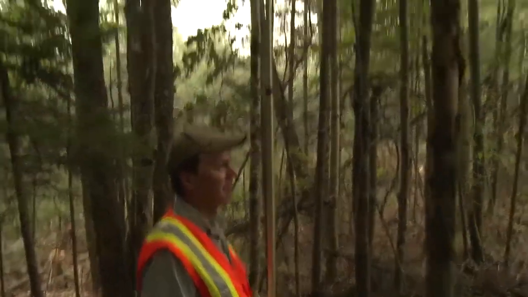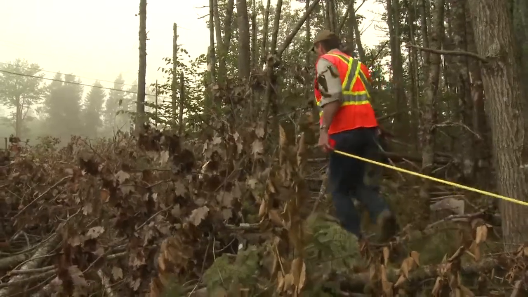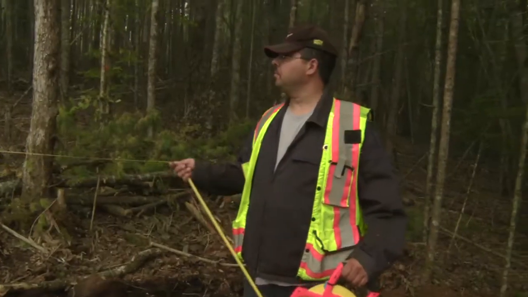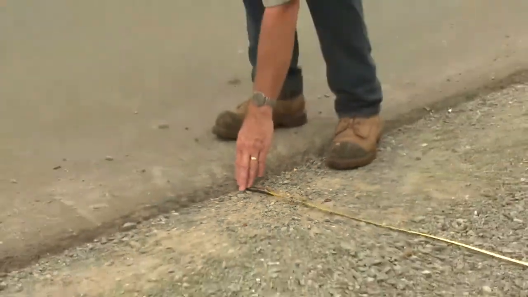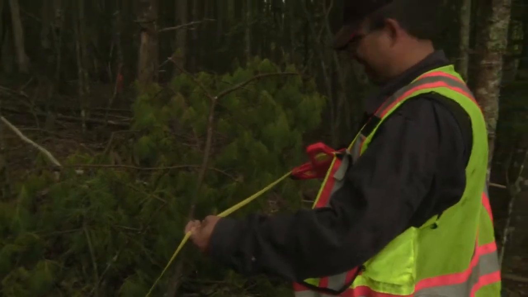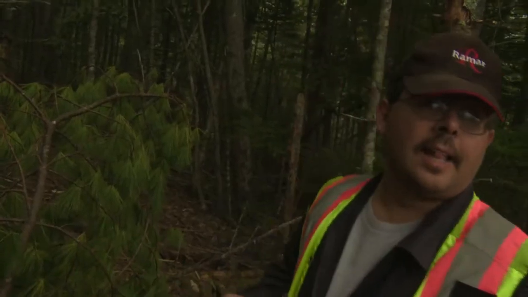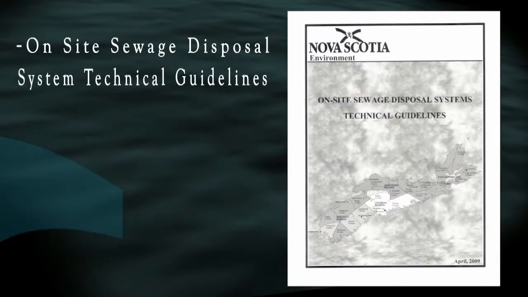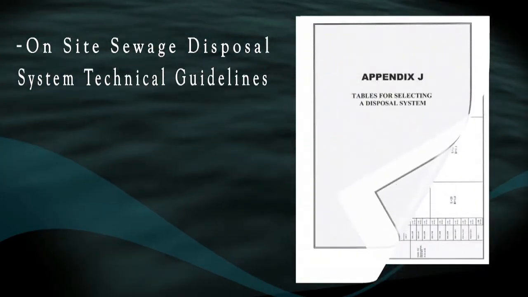The slope of the land in the area of the bed is determined, and the location of the test pit is tied into 2 fixed points, in this case, the road and the property line. The QP2 will use the design flow, the slope of the land, and the depth of the permeable soil in the area of the bed to determine the most appropriate disposal system from the technical guidelines.